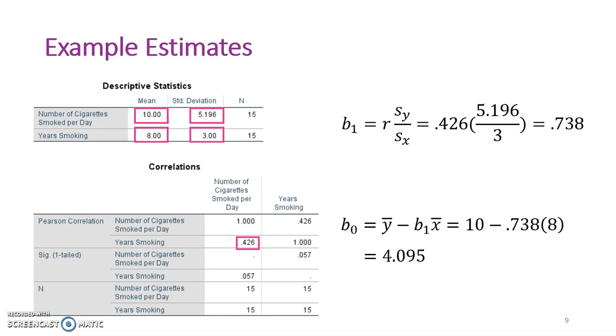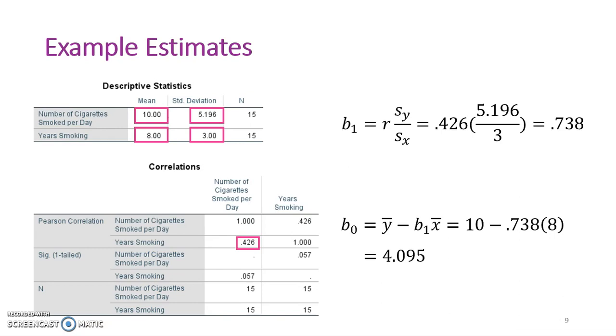And then in that lower right box in descriptive statistics, that gives us the standard deviation for X, or years of smoking. And it's 3. So we plug that in. Essentially, we divide the 5.196 value by 3, and we multiply that value by 0.426. This gives us an overall value of 0.738. That's telling us that our slope estimate is 0.738.